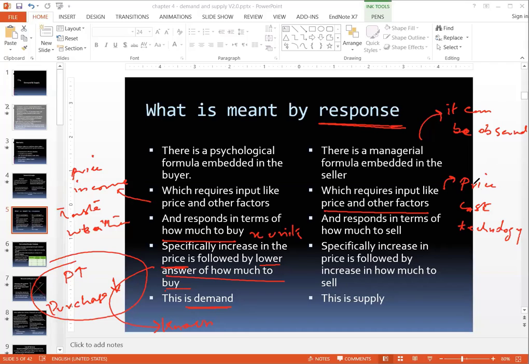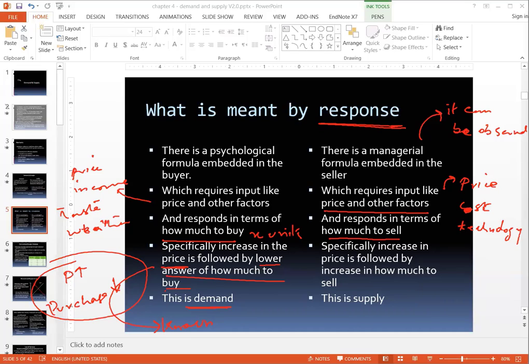So he has a formula. He goes to the shop and sees how much the price of the product is, what the cost is to produce that item, and what technology is available to produce that item. And he uses these inputs, puts them in his calculator, and it responds in terms of how much to sell.